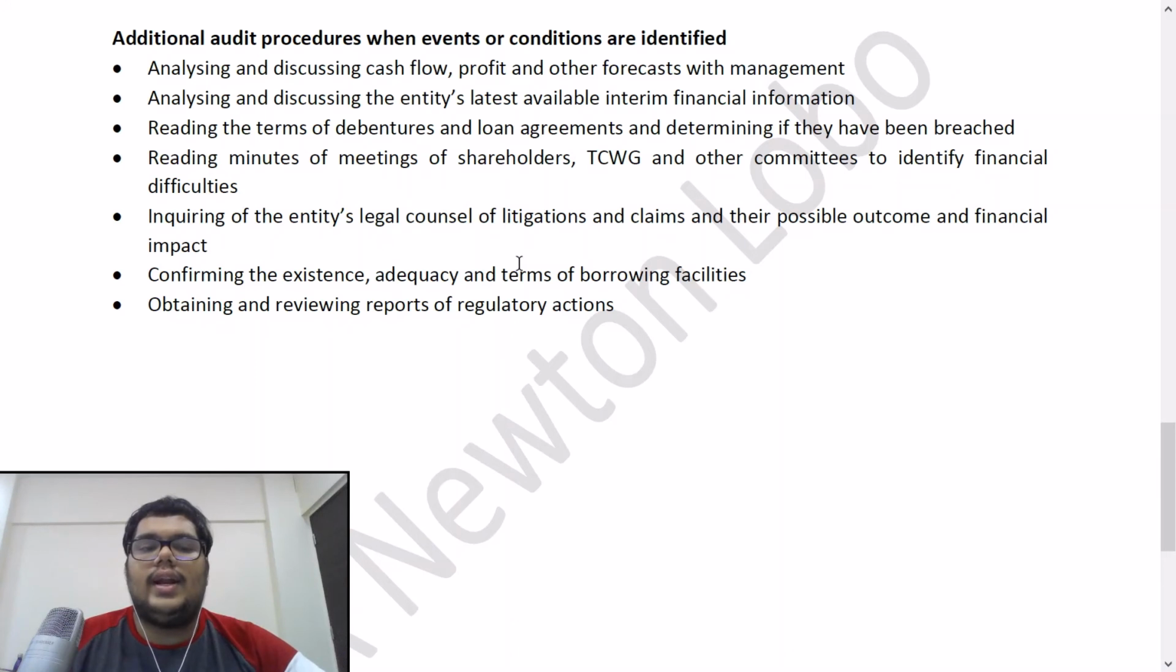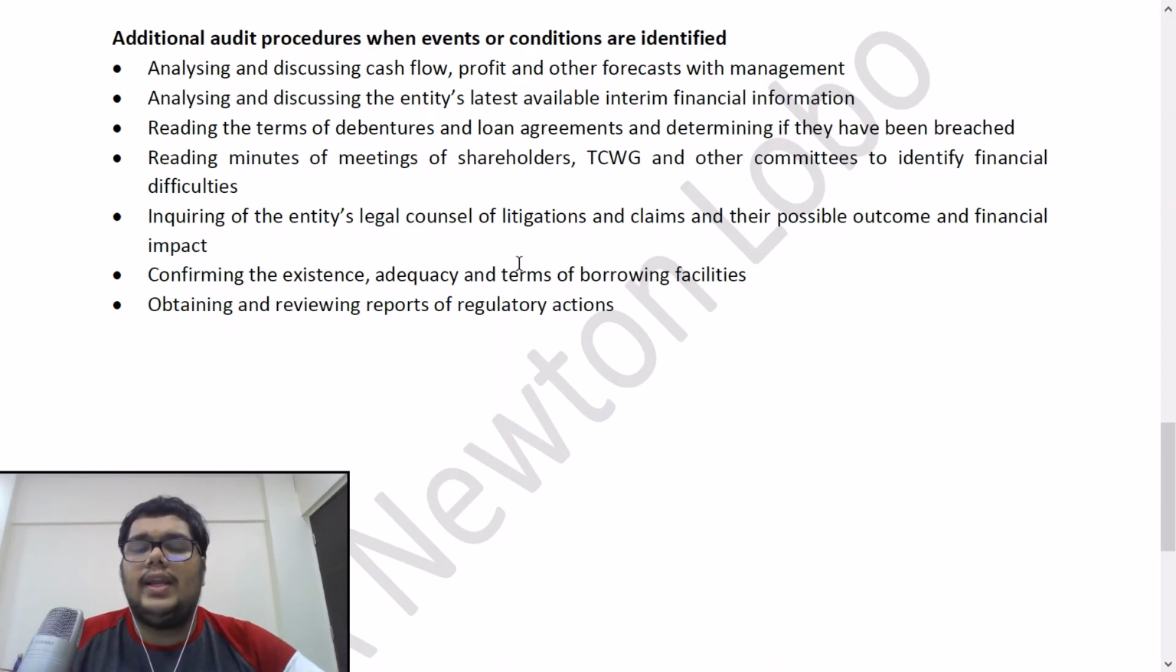Next, inquiring of the entity's legal counsel of litigations and claims and their possible outcome and financial impact. So we will inquire of the legal team of the company as to what litigations and claims are pending, what could be their possible outcome, as to whether they will be judged in favor of the company or against the company, and if they are against the company, what could be the financial outcome, like how much will the company have to pay up, and does the company have the capacity to pay up that much of amount. Next, confirming the existence, adequacy, and terms of borrowing facilities. So we need to check that borrowing facilities are adequate and the company has favorable terms in the borrowing facilities.